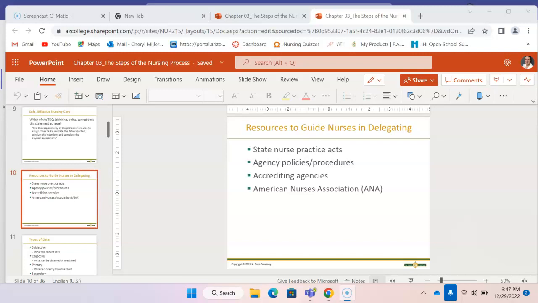Agency policies and procedures, accrediting agencies, and the ANA. So, agency policies and procedures means my hospital, my nursing home, okay? Everybody could do a different thing based on the facility that they work at. So don't think if you go from daycare to HCA that you can do the same things that you thought you could, much less in a different country, right?